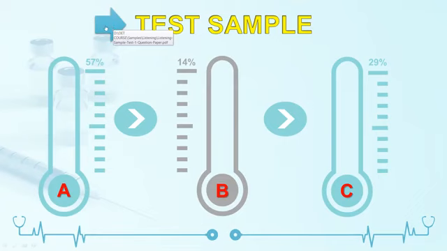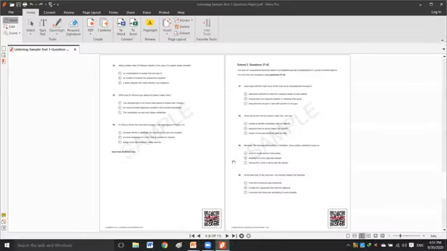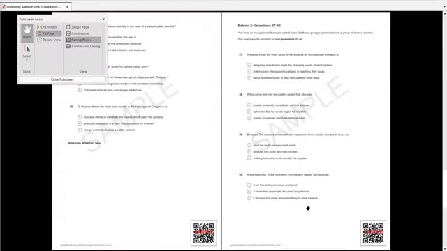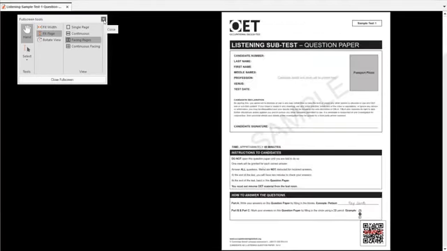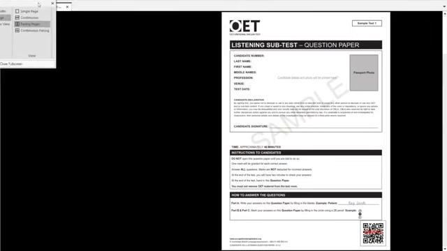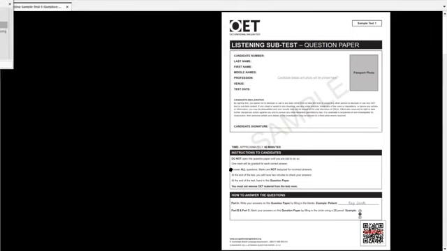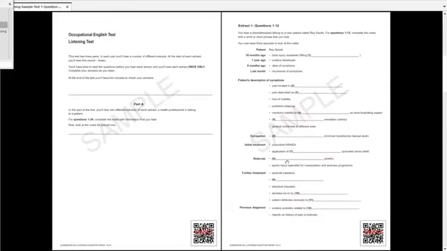Let's take a brief look at a listening subtest sample. This is the first page of the listening subtest question paper. Here you have to write your data and your signature. And this is the start of part A.